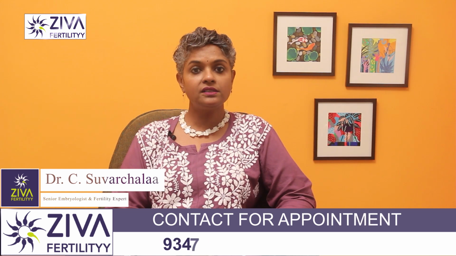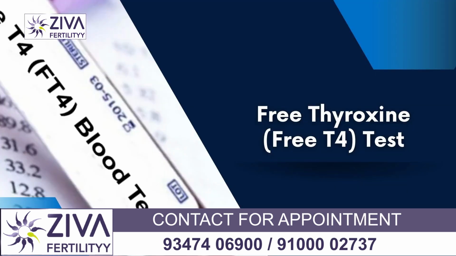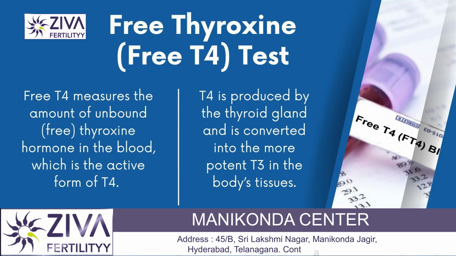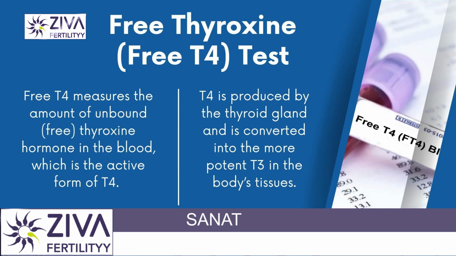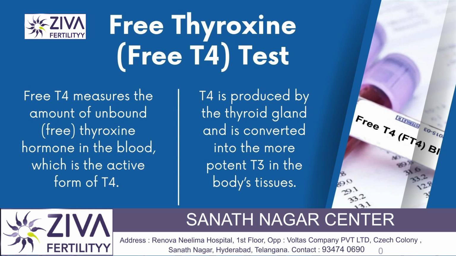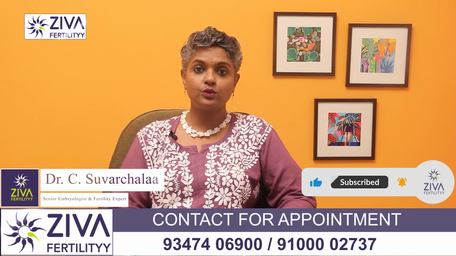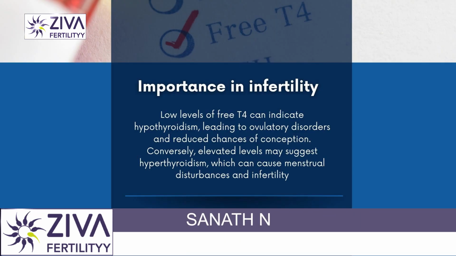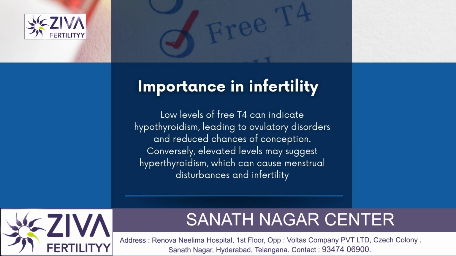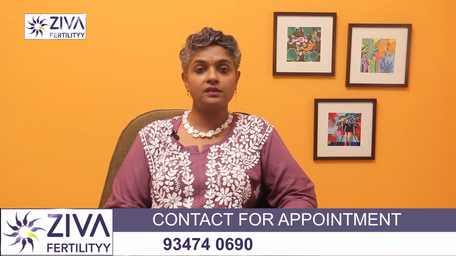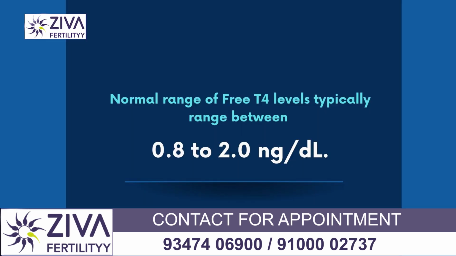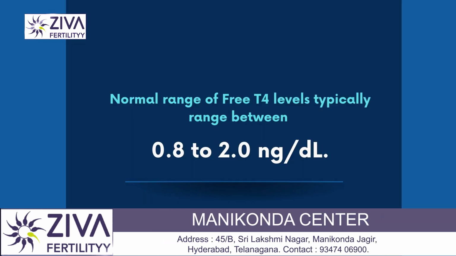especially during pregnancy. Next is the free thyroxine, or free T4 test. Free T4 measures the amount of unbound, which is free, thyroxine hormone in the blood, and this is the active form of T4. T4 is produced by the thyroid gland and is converted into the more potent T3 in the body's tissue. T4 is critical for regulating metabolism and ensuring proper reproductive function. Low levels of free T4 can indicate hypothyroidism, leading to ovulatory disturbances and reduced chances of conception. Alternatively, elevated levels may suggest hyperthyroidism, which can cause menstrual disturbances and infertility. Free T4 levels typically range between 0.8 to 2.0 nanograms per deciliter.